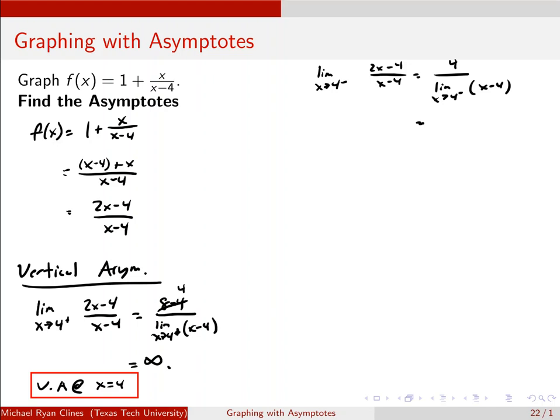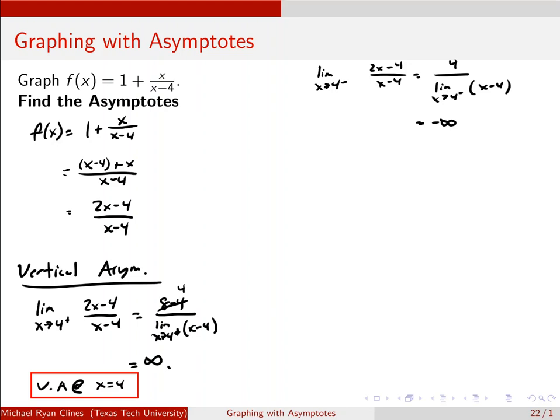So the denominator is going to get arbitrarily small, meaning the whole thing is going to get arbitrarily big, but in the negative direction. So the limit as x approaches 4 from the left is negative infinity. All right? So this doesn't change our information. We still have a vertical asymptote at x is equal to 4. We know it runs into that barrier.